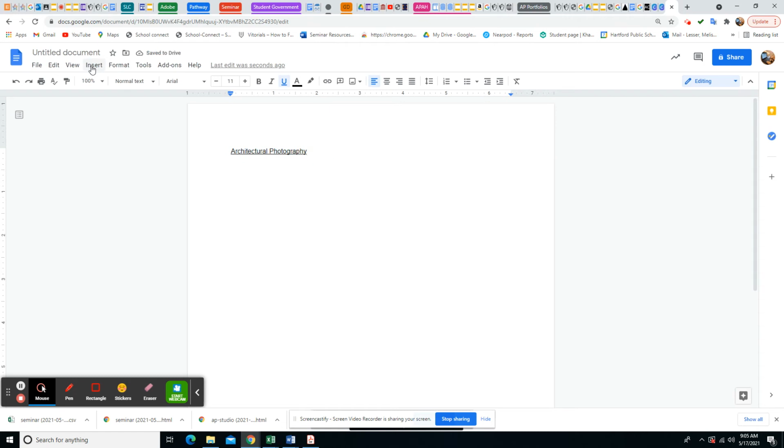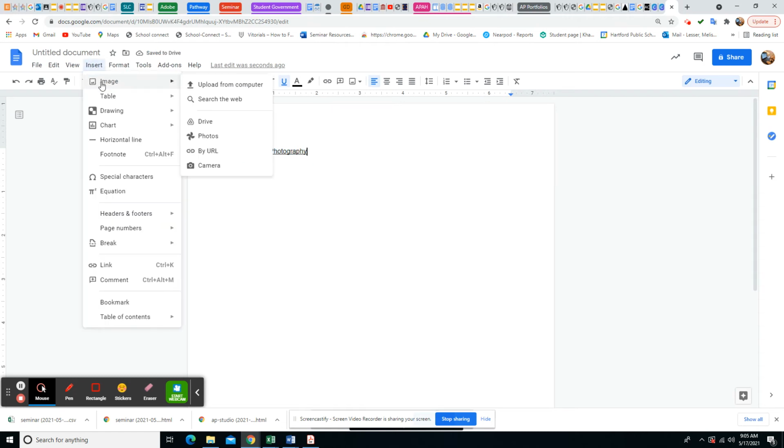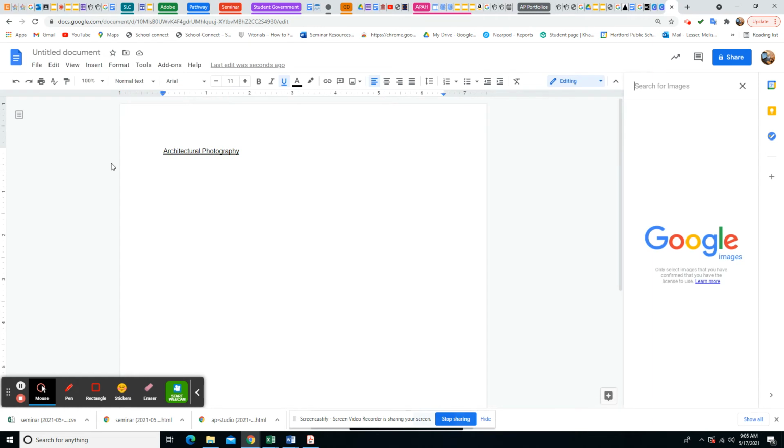Now let's find some inspiration. So I'm going to go to insert image. And again, this is the easiest way. You can go back and forth between Google, but you can just look it up right here in the doc. So I'm going to search the web, and I'm actually going to look for this. So I'm just going to paste that over here.